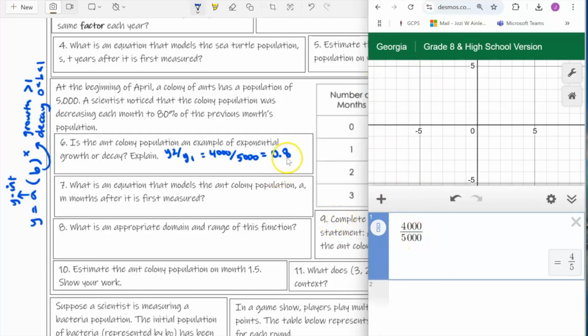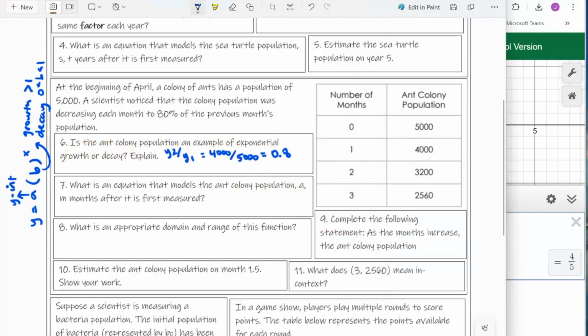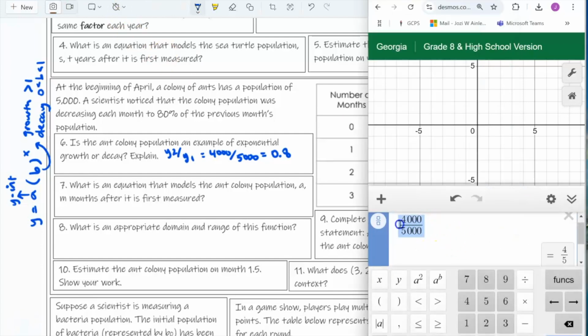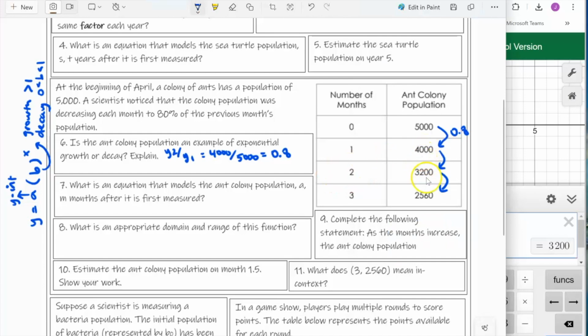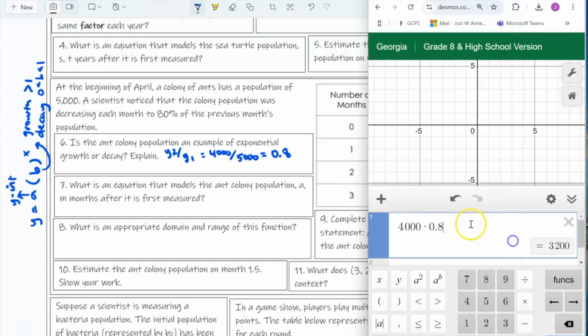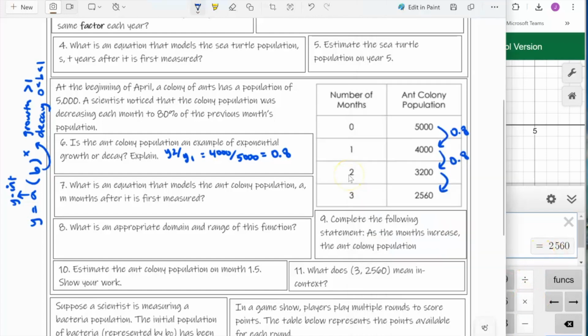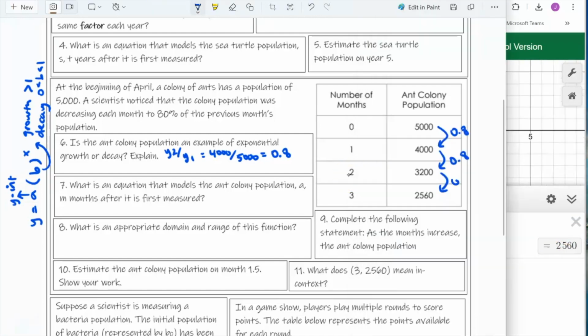But either way is fine. Now, why is it exponential? Well, let's check. From here to here is 0.8, but I don't know this is an exponential function until I prove that every single time the change is 0.8. So I'm going to start at 4,000, and if I multiply it by 0.8, it should give me the next number. Does it? It does, 3,200. So multiplying by 0.8 gives me the next one. And if I multiply it again by 0.8, does it give me the next number, 2,560? It does. So this is an exponential function.